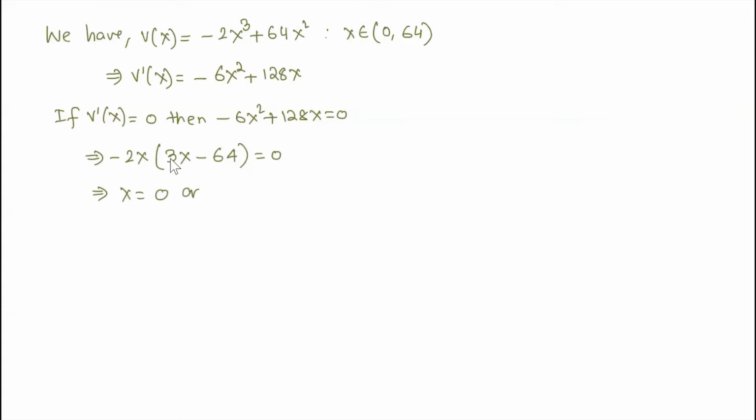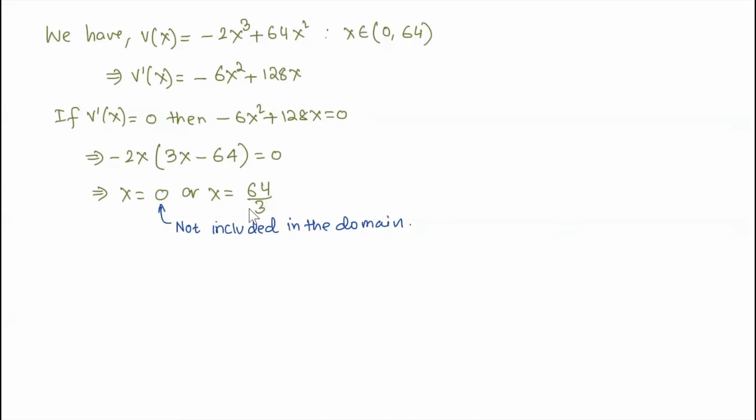The other possibility is 3x minus 64 is equal to 0. Meaning of that is x is equal to 64 over 3. Now you can clearly see our domain is from 0 up to 64. It does not include 0. So this one, x equal to 0, is outside the domain, not included in the domain. So that is not possible. So the only possibility is x equal to 64 divided by 3.